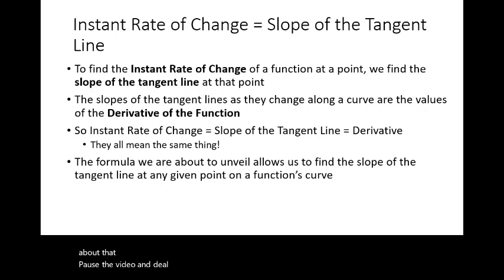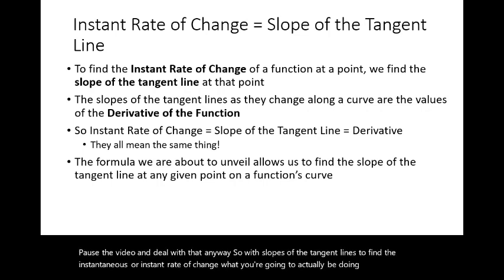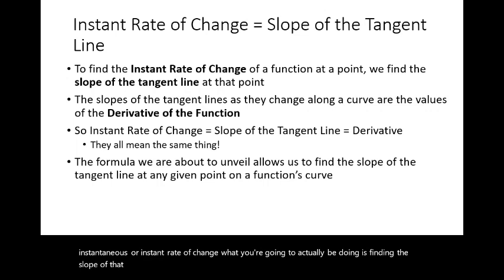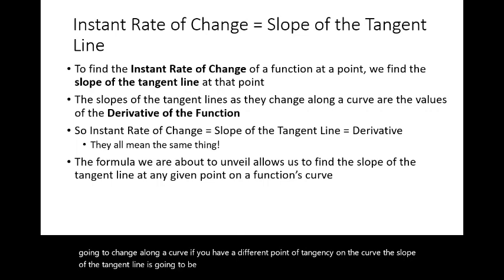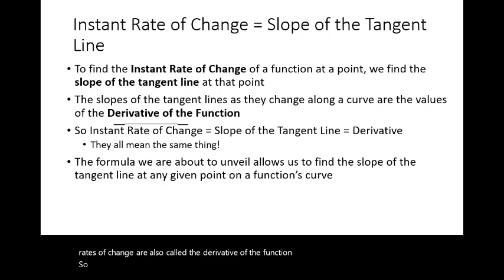Anyway, so with slopes of the tangent lines, to find the instantaneous rate of change, what you're going to actually be doing is finding the slope of the tangent line at that particular point. The slopes of the tangent lines are going to change along a curve. If you have a different point of tangency on the curve, the slope of the tangent line is going to be different. So these slopes of tangent lines, or instantaneous rates of change, are also called the derivative of the function. So instantaneous rate of change, slope of the tangent line, derivative, they all mean the exact same thing.